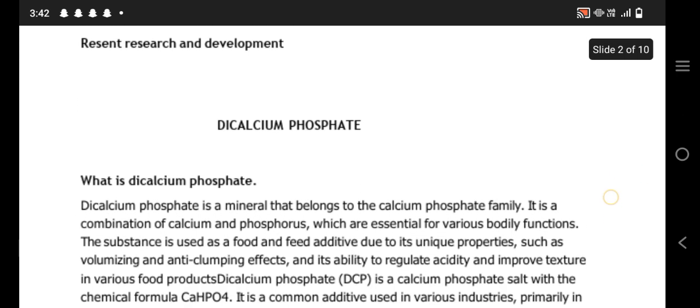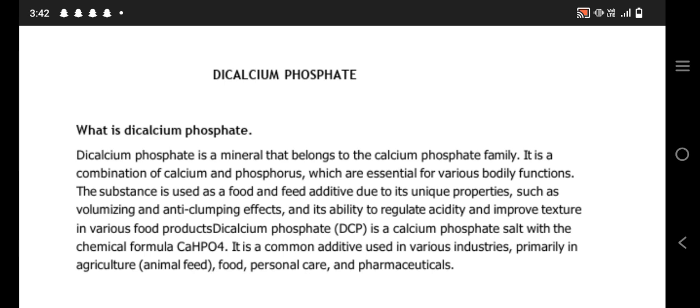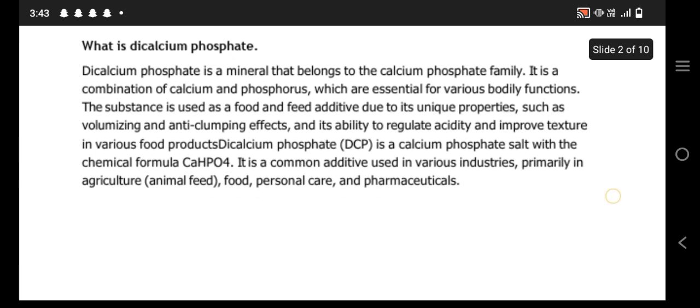What is dicalcium phosphate? Dicalcium phosphate is a mineral that belongs to the calcium phosphate family. It is a combination of calcium and phosphorus, which are essential for various bodily functions. The substance is used as a food and feed additive due to its unique properties such as volumizing and anti-clumping effects, and its ability to regulate acidity and improve texture in various food products. Dicalcium phosphate is a calcium phosphate salt with the chemical formula CaHPO4. It is a common additive used in various industries, primarily in agriculture, food, personal care, and pharmaceuticals.